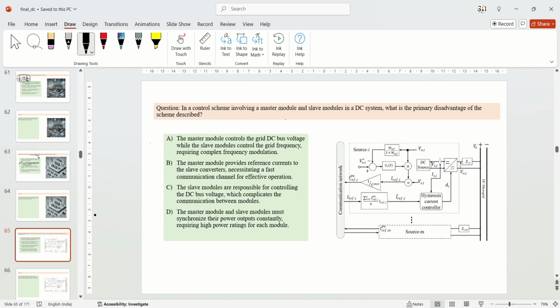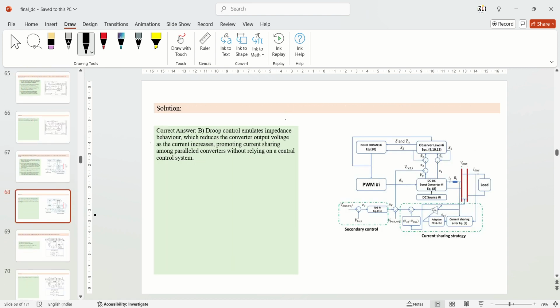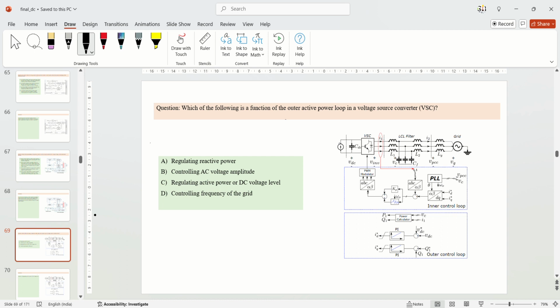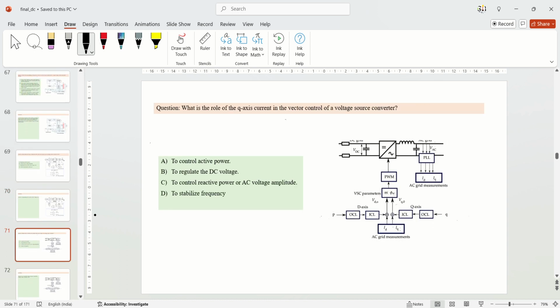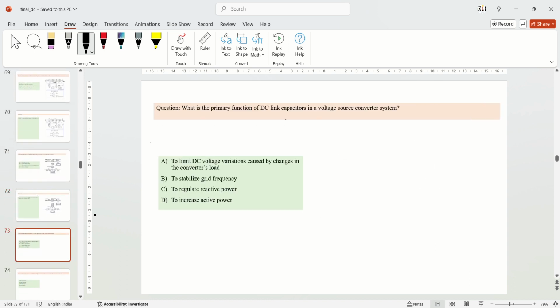The next question is related to the master and slave topologies. I have already explained this in the second tutorial session, so just go through that. Active power loop and vector control have also already been explained.